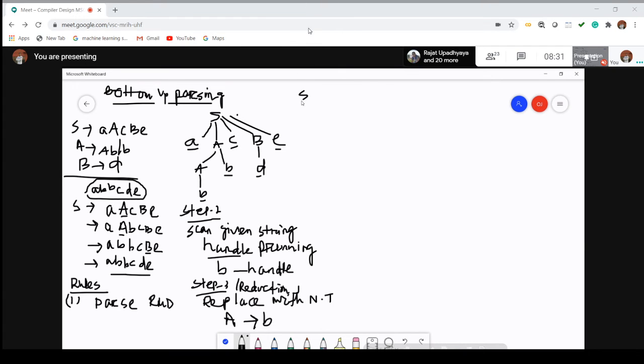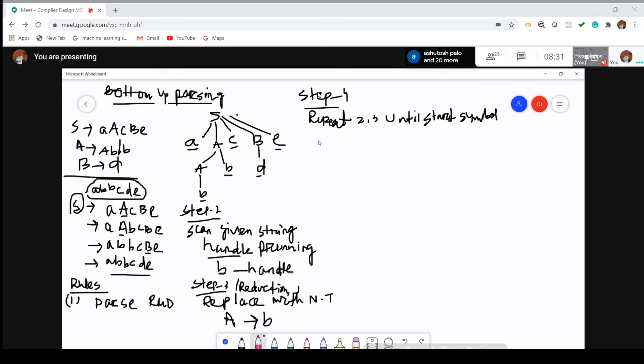Step number 4. What exactly is step number 4? We have to repeat step number 2 and 3 until the start symbol is reached. So whenever you reach the start symbol, that means whenever you reach S, you have to stop there. This is the idea of this one.